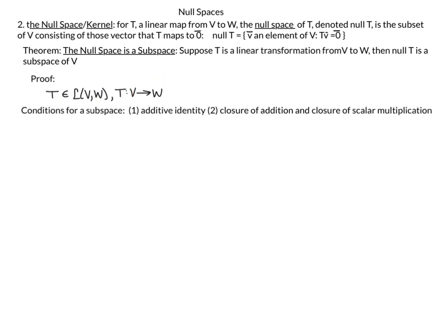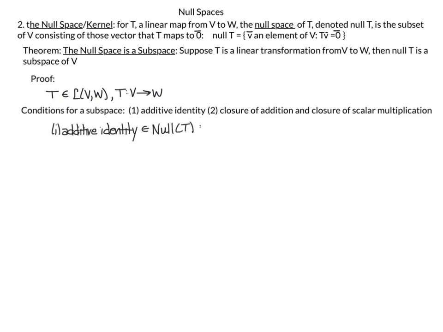To prove a subset of a vector space is a subspace, we have 3 conditions we need to be able to show. And again, this is from our video on subspaces. So the 3 conditions are, we need to show the additive identity is in our subspace, and that addition is closed in our subspace, and also scalar multiplication is closed.